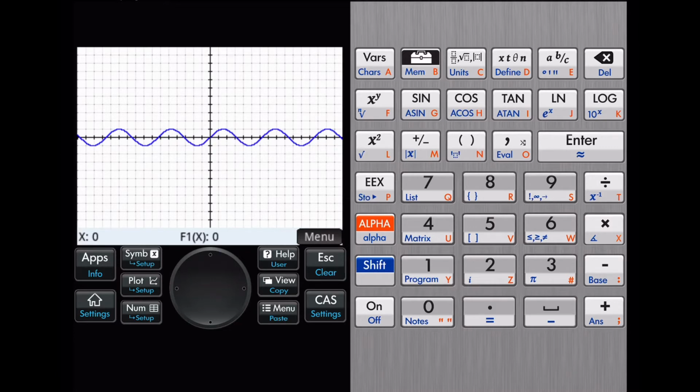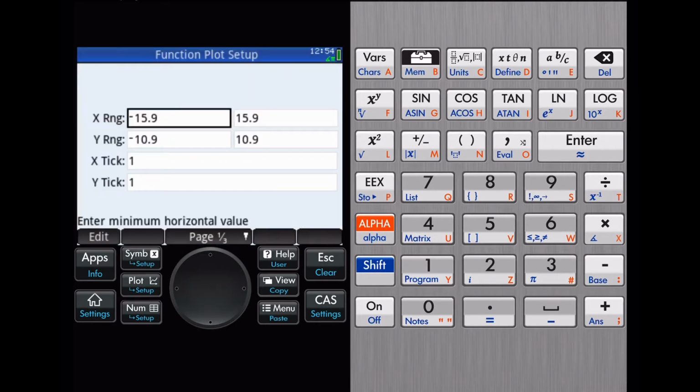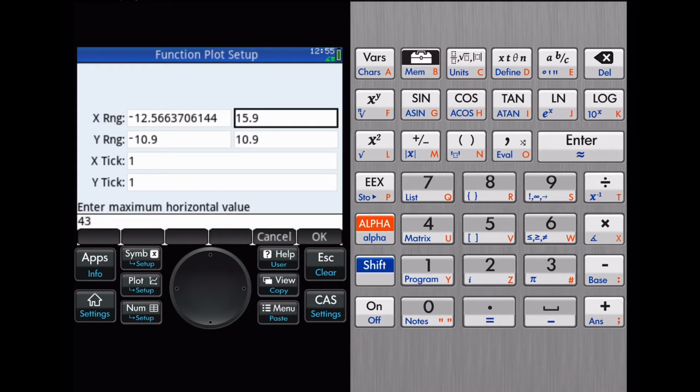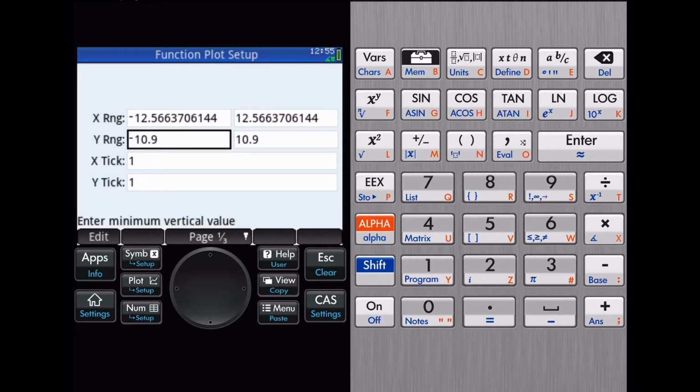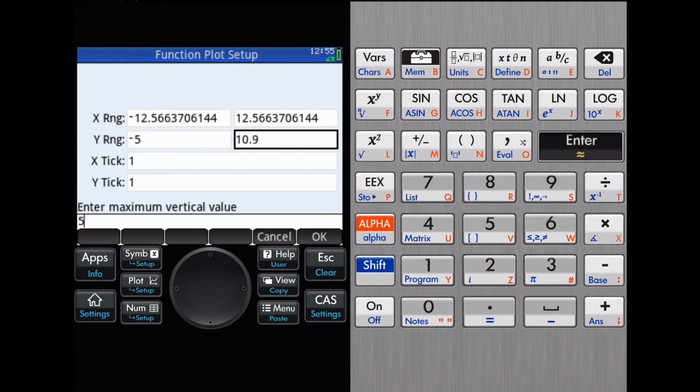Now, if you look at the worksheet, we want to actually match the scaling of the worksheet. So to do that, hit Shift, Plot, and right here is the table for how you control what the calculator is looking at. So for our table, what we're going to do is make the x range negative 4 pi to positive 4 pi. Notice how it changes it to 12.5 because it's multiplying 4 times 3.14. And the y range, we're going to make that negative 5 to 5.